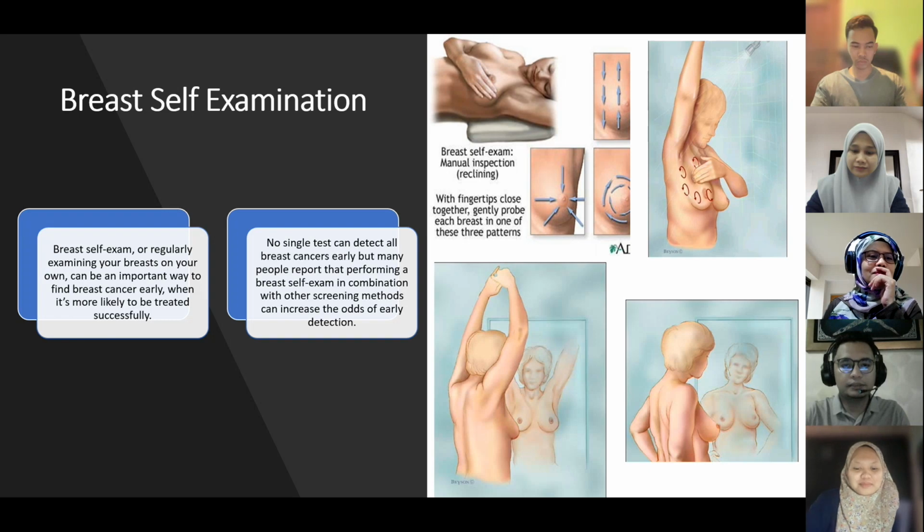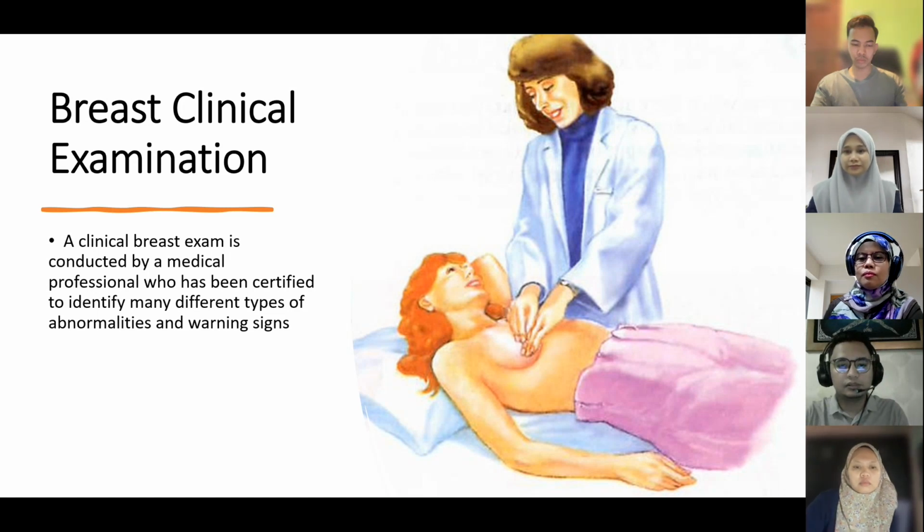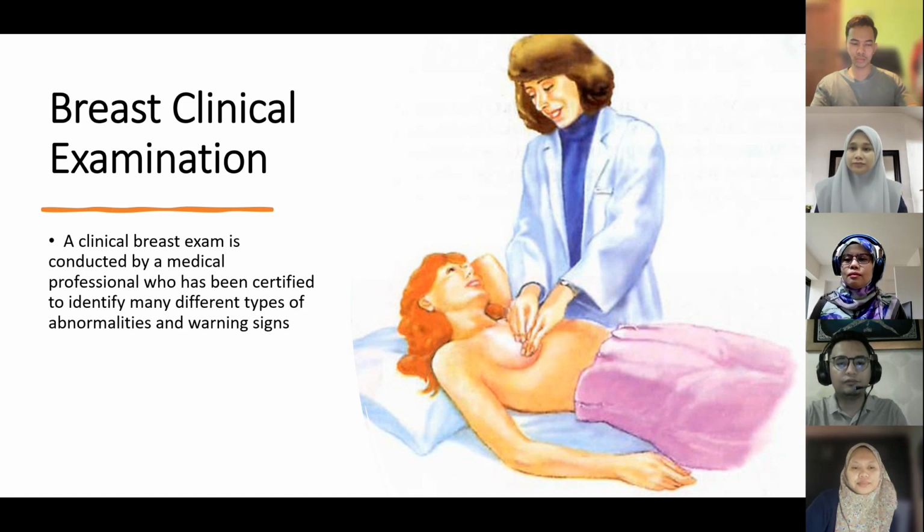Next one is breast clinical examination. A clinical breast examination is conducted by a medical professional who is certified to identify many different types of abnormalities and warning signs. So, in other words, we can go to specialists who are certified to check ourselves to see whether we have that symptom or not.